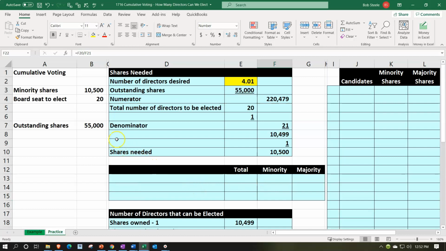So we're saying, okay, does that make sense? Because if we have the 10,500 shares, does it make sense that we can pick up 4 out of 20 board seats? Let's kind of mull it through. We'll do our little mulling through scenario.